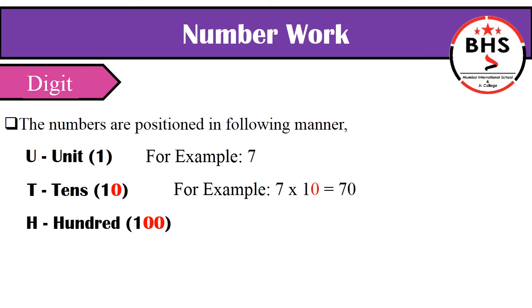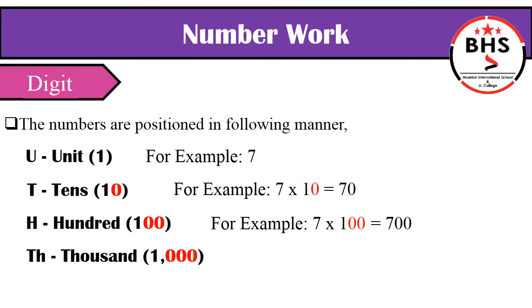H for 100. Children, 100 is 10 times greater than tens, so it has 2 zeros. For example, when 7 is 100 times greater, it becomes 700. For 100, 2 zeros get added with the number which is there on the hundreds place.